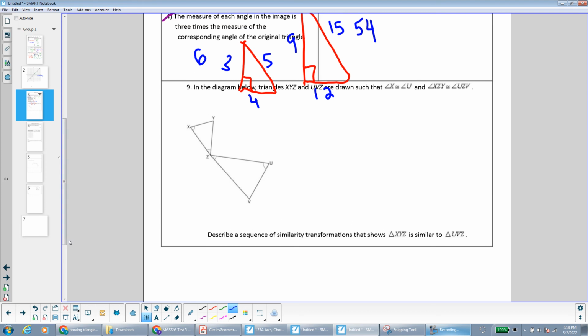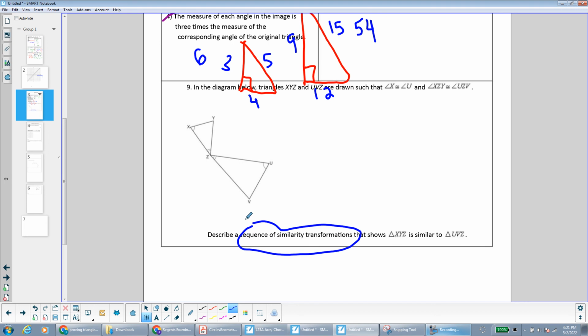Okay, so what we need to do is describe a sequence of similarity transformations that shows triangle XYZ is similar to triangle UVZ. For this one, there wasn't one correct way of wording it, but what you did need to do is describe a sequence of transformations. That means more than one. So people who just wrote rotation, that's really not going to work here. Sequence means more than one. So if you just wrote one, you definitely got points off.